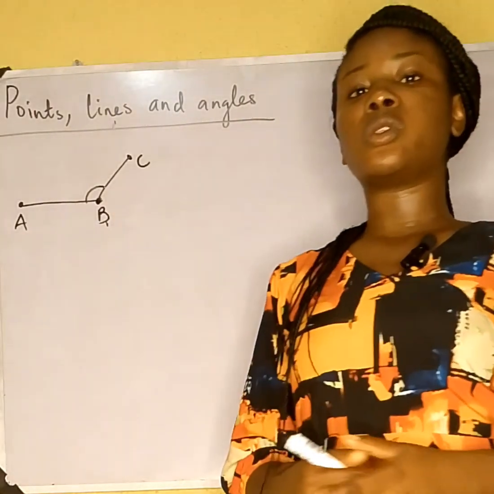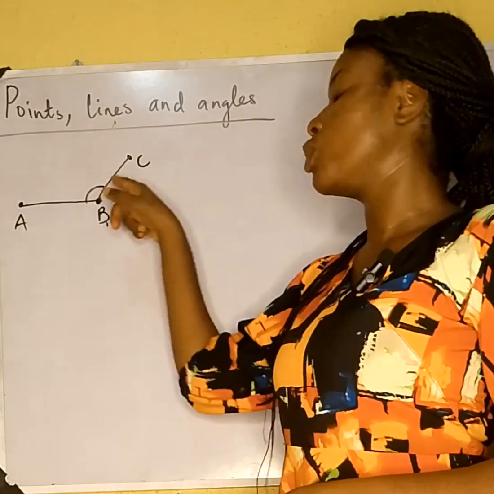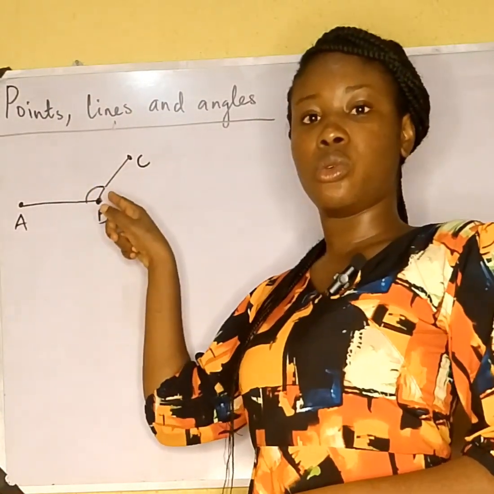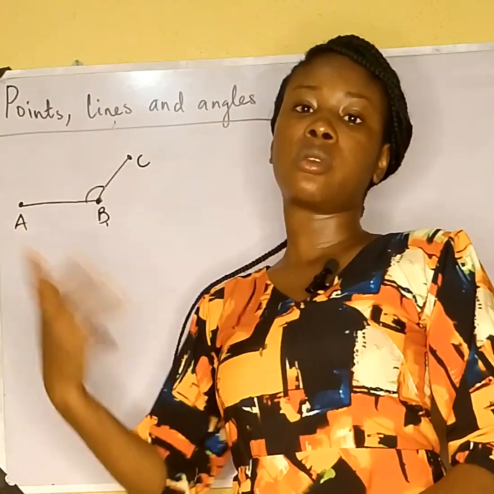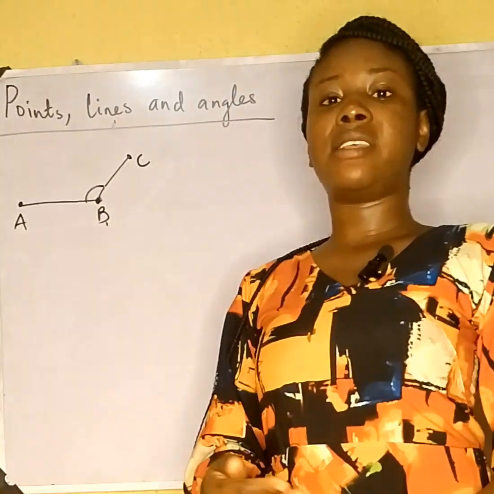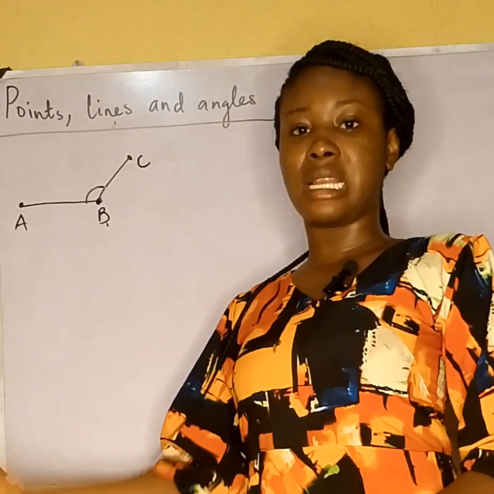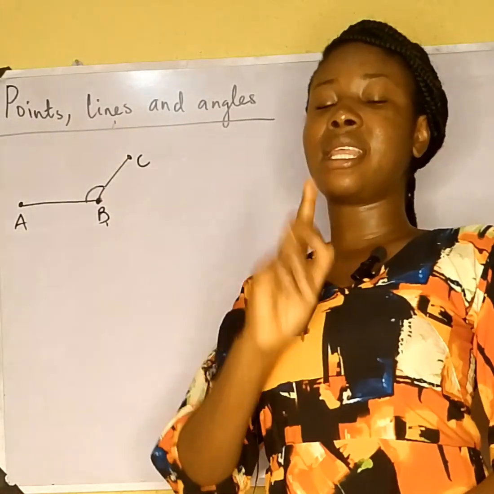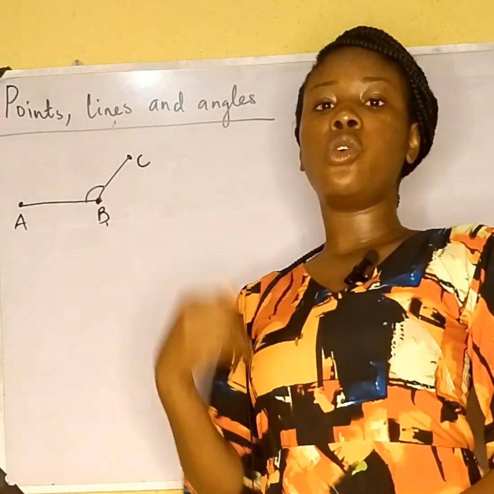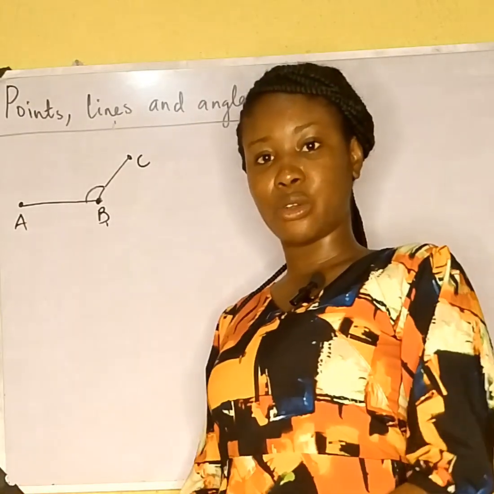Now, what I want to discuss today is how do we name that angle? How do we name angles? We name points with capital letters. We name lines with the 2 points that form the line. Now for angles, we name angles with either just the vertex or the 3 points that form the angle.